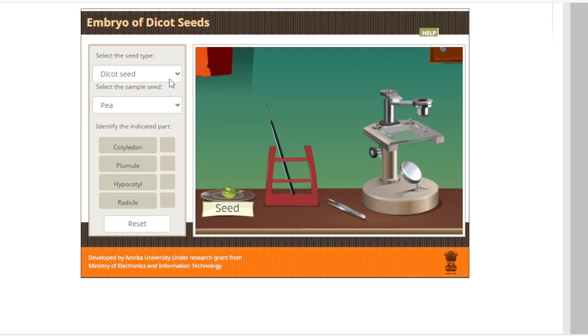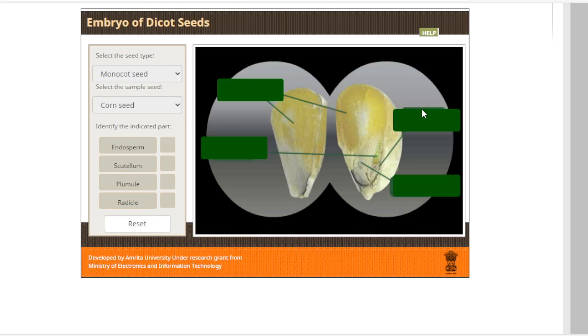Okay, so first let me reset it. Monocot seed here. So first we are starting with corn seed. So I took my forceps here. Let me put the needle first in the forceps. Now let me check out where is the endosperm.